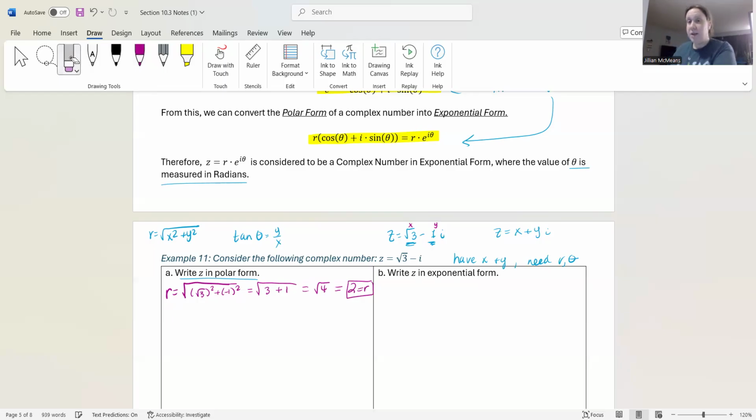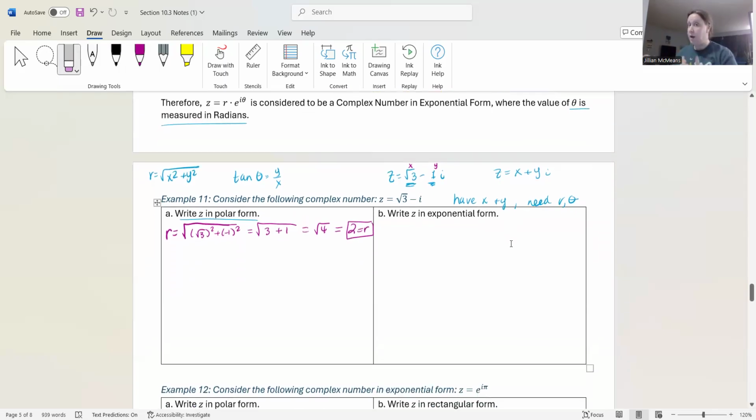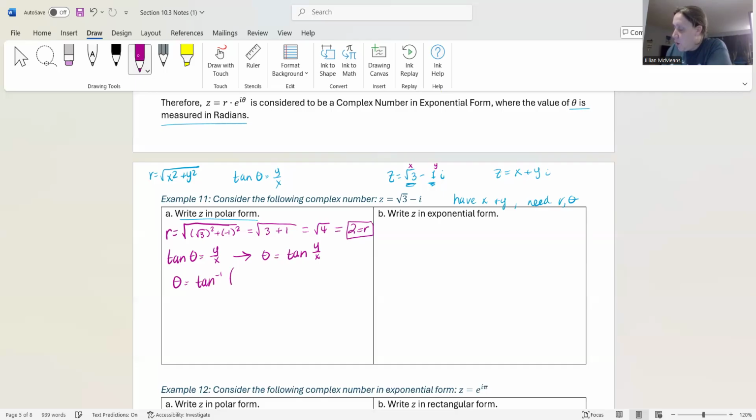Okay. Now, to get theta, we have to use the fact that tangent of theta relates a y and an x. And that's super for us because we have a y and we have an x. So we're going to say tangent of theta equals y over x, which means that theta is inverse tangent of y over x. So theta equals inverse tangent of, well, y is -1 and x is √3.